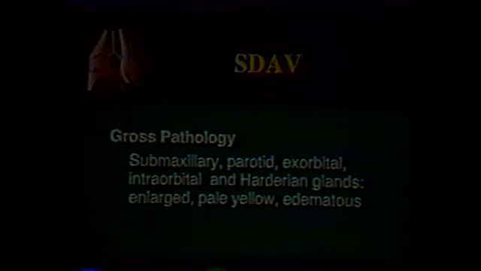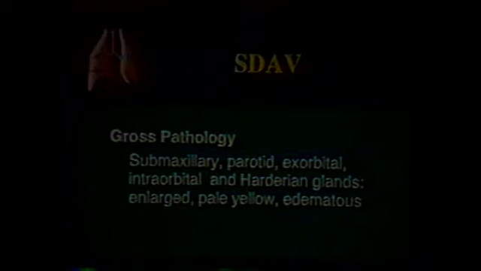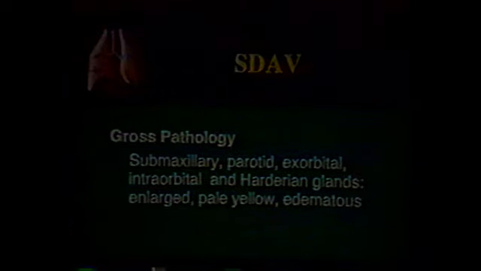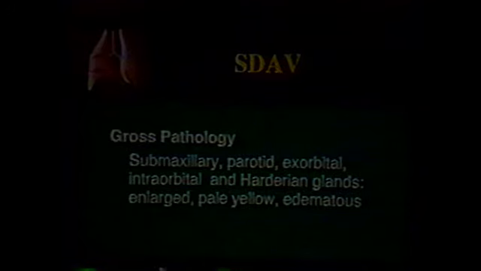All right, in terms of gross pathology, the submaxillary, the parotid, the exorbital, the infraorbital, and the Harderian glands may be enlarged, pale yellow, and edematous. The submaxillary and the parotid glands may be either unilaterally or bilaterally enlarged.